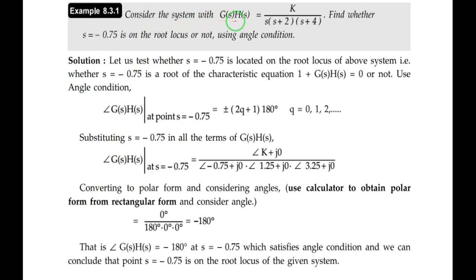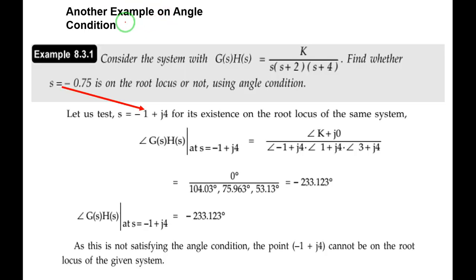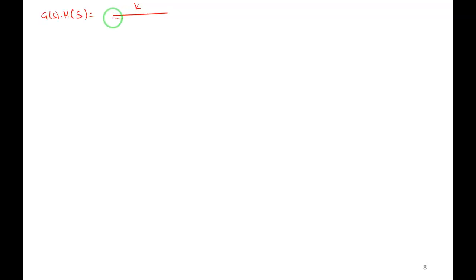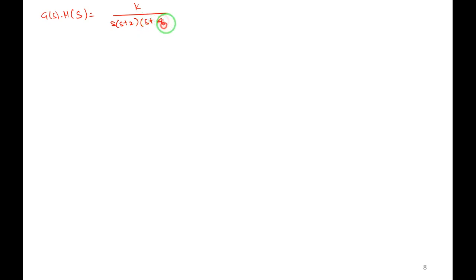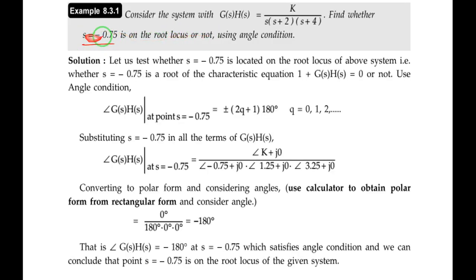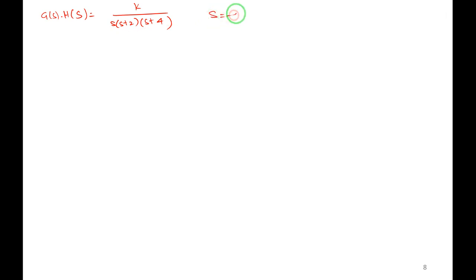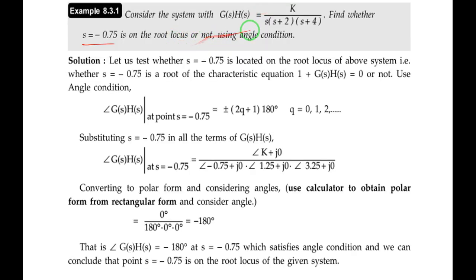Consider the system with g of s into h of s given, that is equal to k divided by s into s plus 2 into s plus 4. Find whether this point s equal to minus 0.75 is on the root locus or not using angle condition. So we will go for the next slide. G of s into h of s is equal to k divided by s into s plus 2 into s plus 4, and we want to check whether this point s equal to minus 0.75 lies on the root locus or not using angle condition.